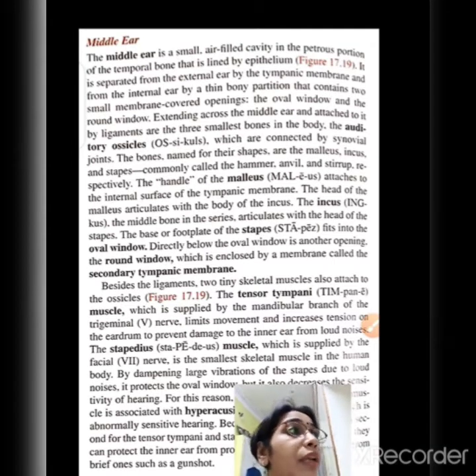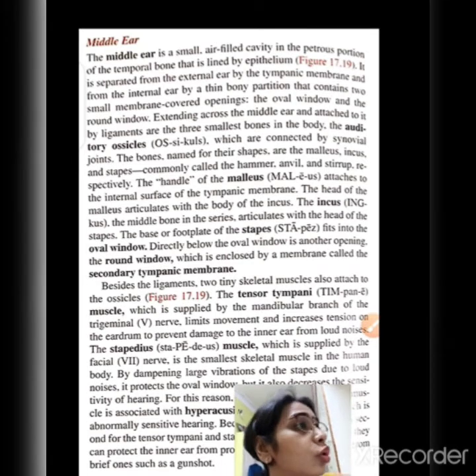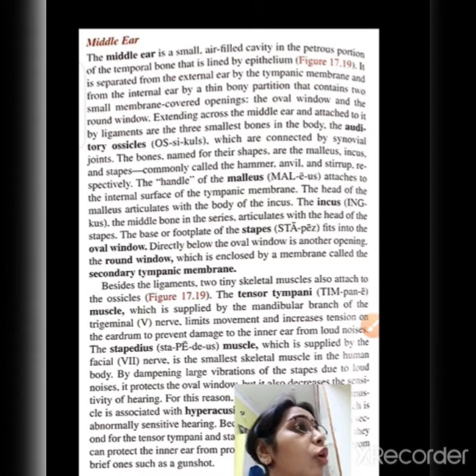Hyperacusia is a condition in which there is paralysis of the stapedius muscle, and you can say there is abnormally sensitive hearing. You can start hearing very low noises also, because it takes a fraction of a second for the tensor tympani and stapedius muscles to contract. They can protect the inner ear from prolonged loud noises, but not from brief ones such as a gunshot.